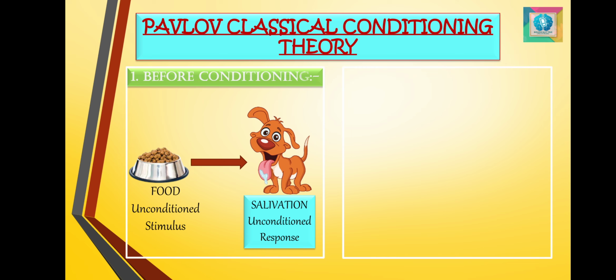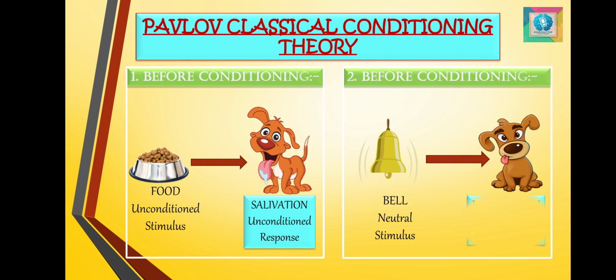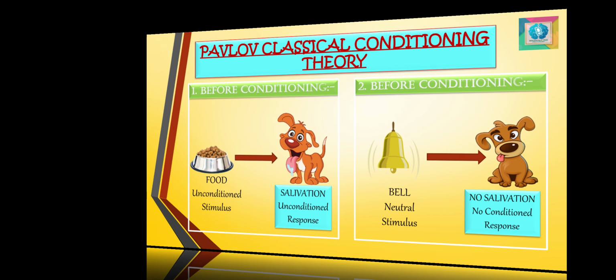First, as shown in this picture, before the conditioning, the dogs were presented with food, due to which they salivated. The food was the unconditioned stimulus and the salivation was an unconditioned or innate response. After this, Pavlov showed the bell to the dog, which was a neutral stimulus, and there was no salivation because the food was not provided, so no conditioned response was there.